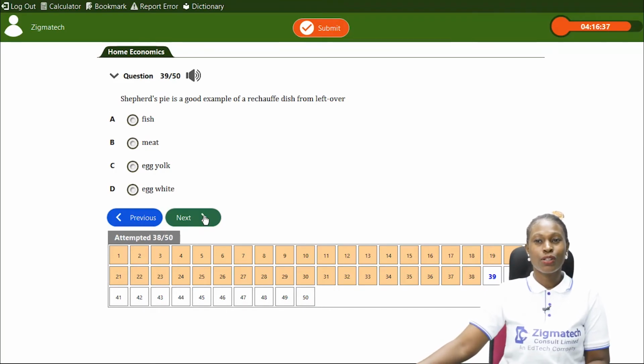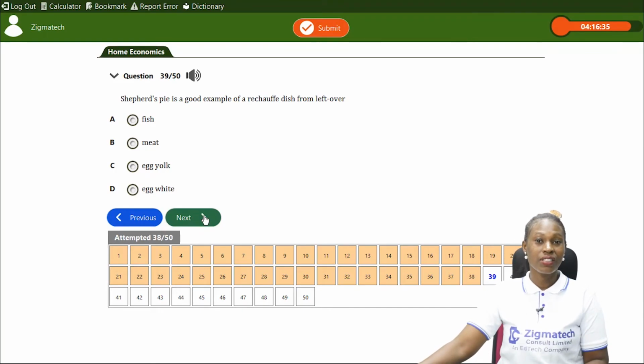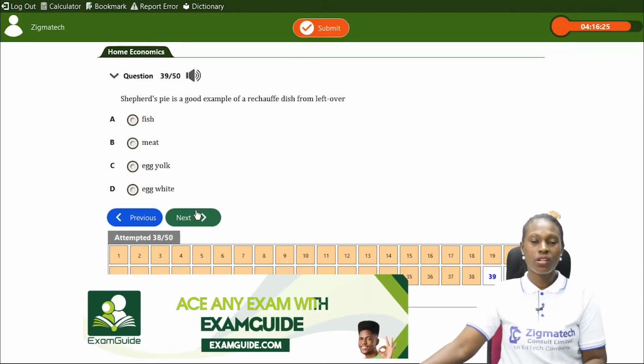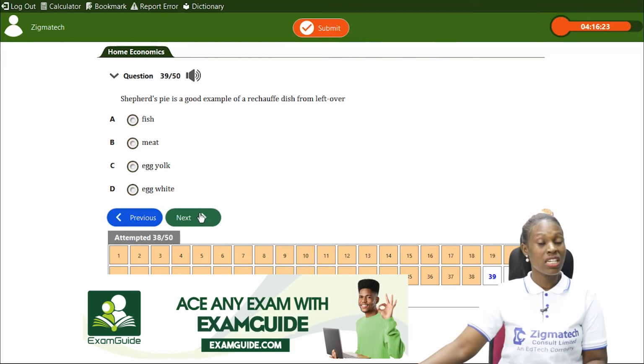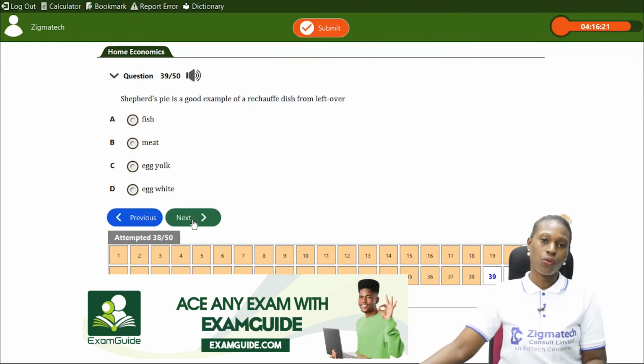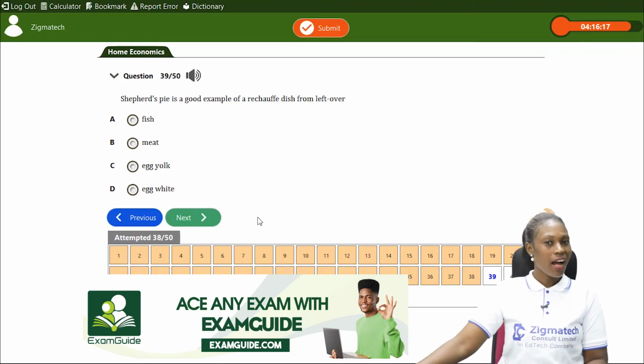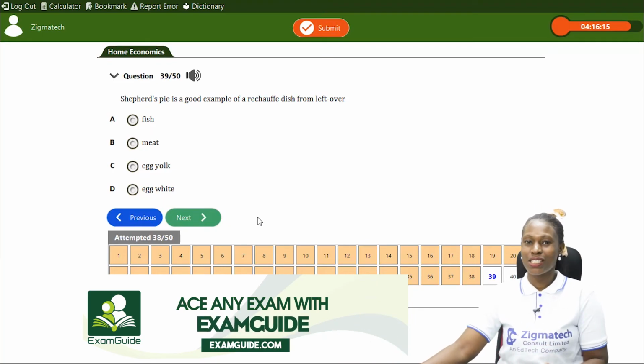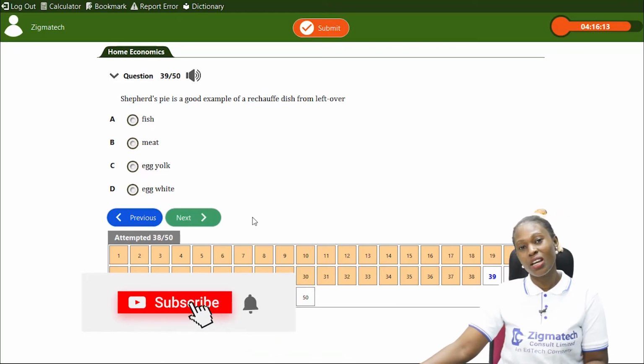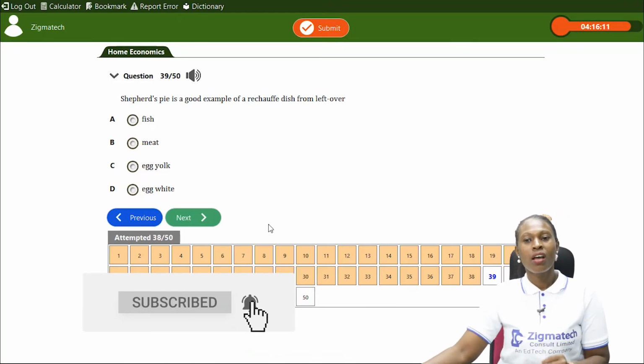Shepherd's pie is a good example of a retrieved dish from leftover. Which leftover food can we make? Now, when you talk about retrieved, this is a French term meaning leftover food. When you have foods that are left over, you can actually create a new dish from them, rather than throwing them away.